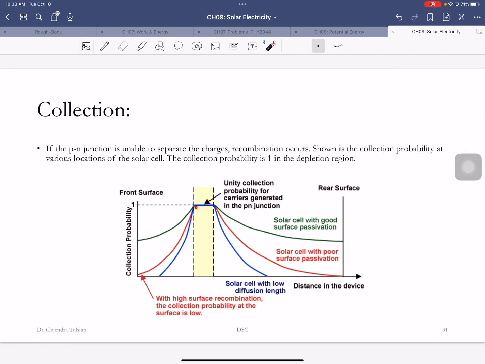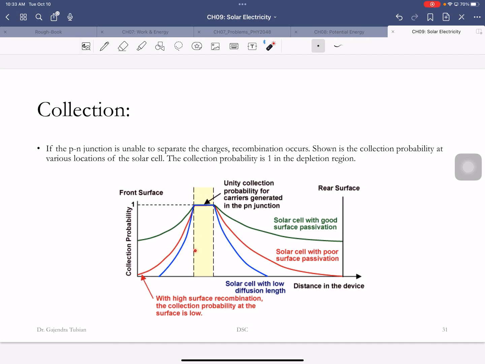If you absorb the photon in the depletion region, there is unit collection probability for carriers generated in the p-n junction. So if you generate a hole-electron pair, there's zero probability that they'll recombine. That's what that is saying. Okay? Off the depletion region, they all recombine. So here you're this far away from the depletion region, and the electron-hole pair recombines. That's what that graph is telling you.